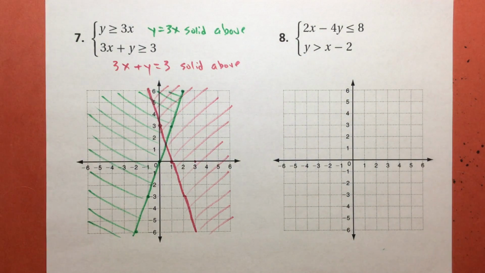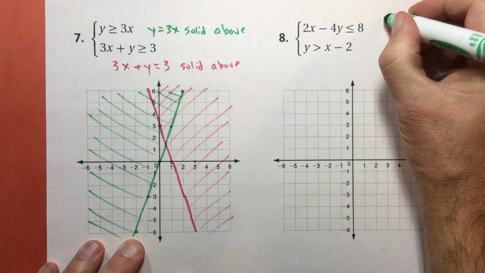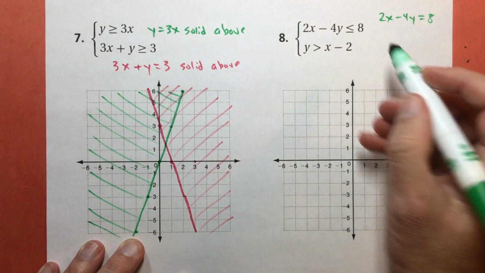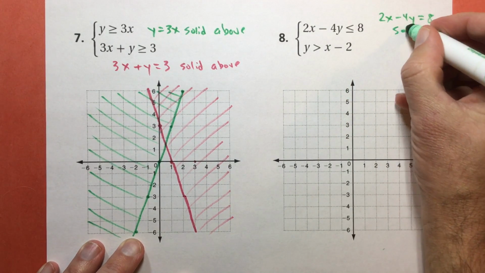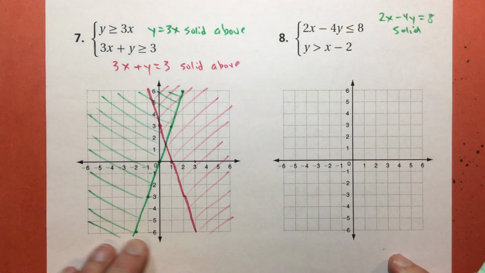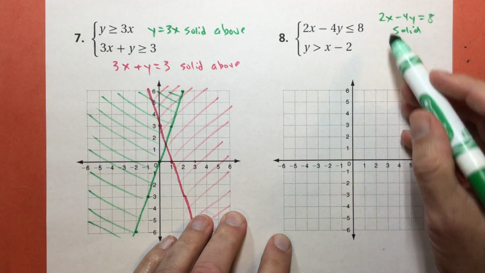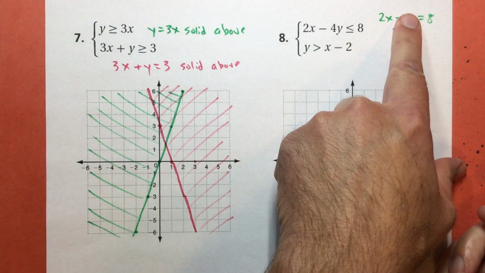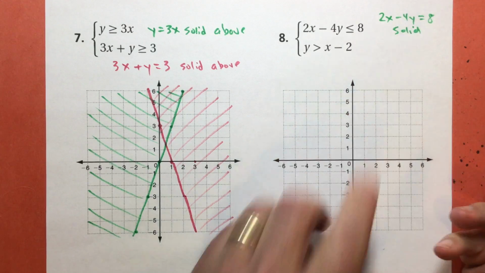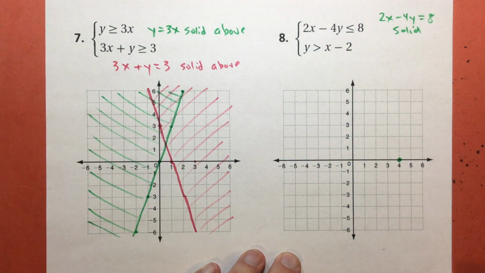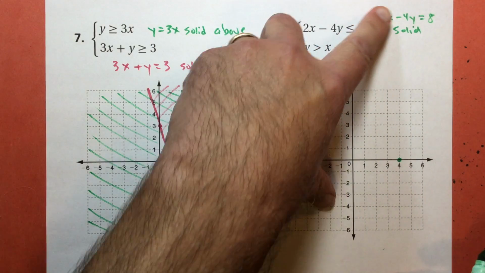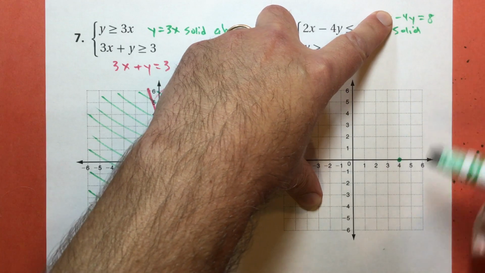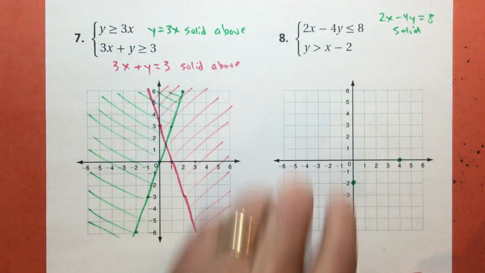All right, let's do one more. The boundary line is going to be 2x subtract 4y equals 8. It's going to be solid. And we'll decide if it's shaded above or below it. I'm going to do my intercept method, so I'm going to let y equals 0, and I get x equals 8 divided by 2, which is 4. X equals 4 right here. I'm going to let x equals 0, and I get 8 divided by negative 4, which is negative 2. Y equals negative 2 is right here.